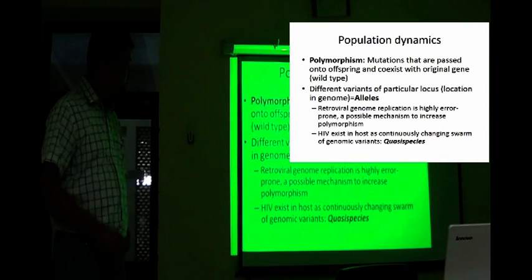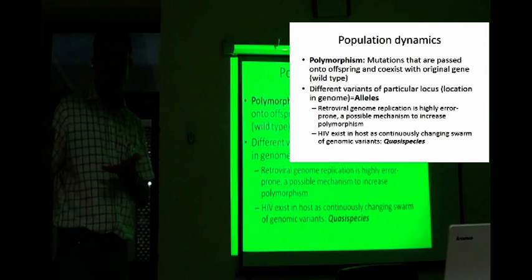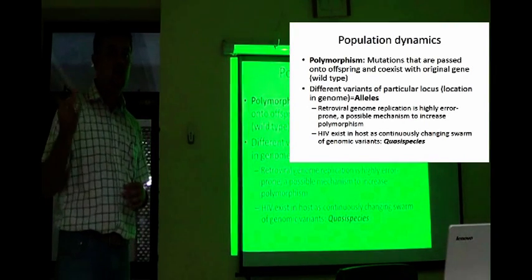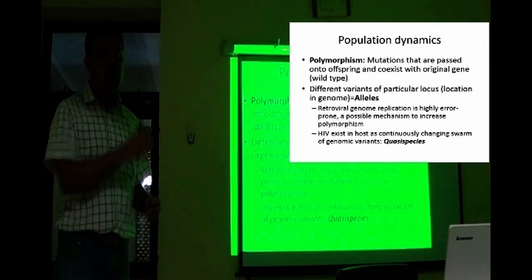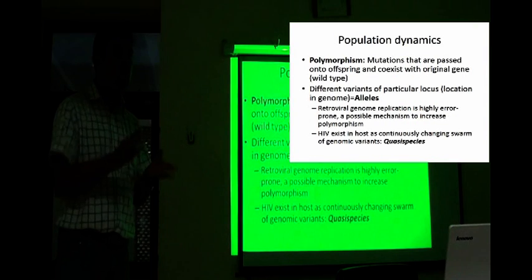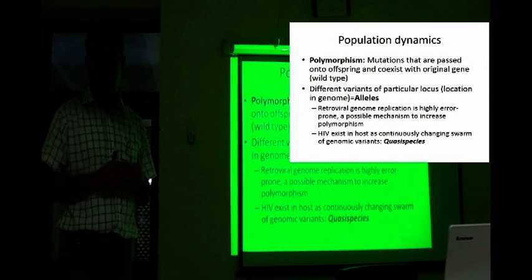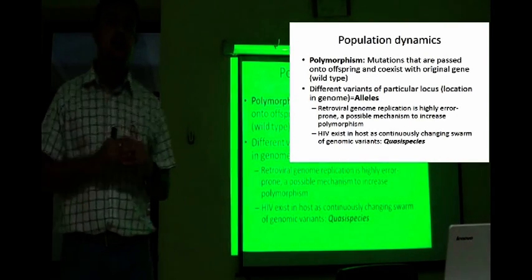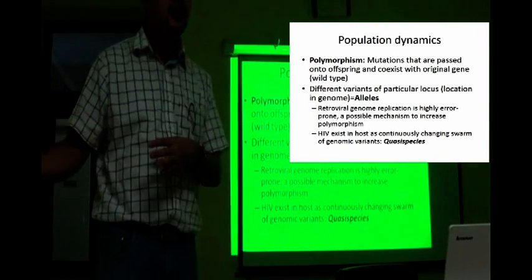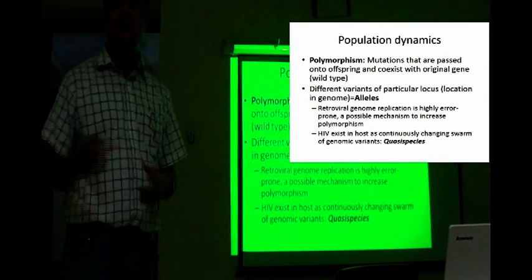HIV exists in a host as a continuously changing swarm of genomic variants. All these variants are what? Polymorphic variants, right? HIV is HIV, but in a host, for example an AIDS patient, you take blood samples from various locations of his body, then do genome sequencing to see whether these are all the same sequence. No, right? The sequence can vary tremendously, for example, from a blood sample or from a hair DNA sample or muscle sample, because these are all highly polymorphic.